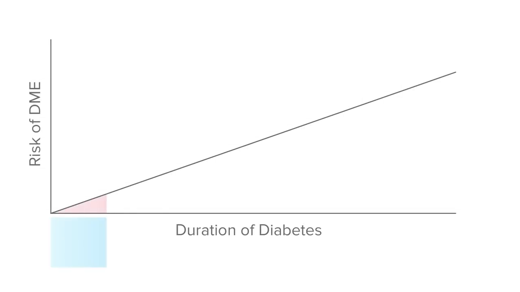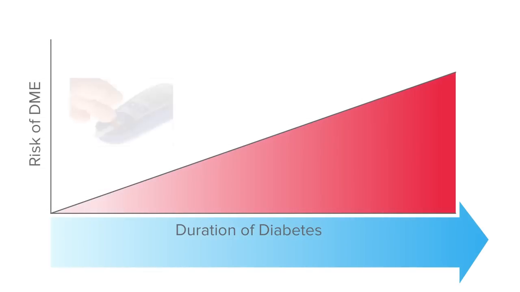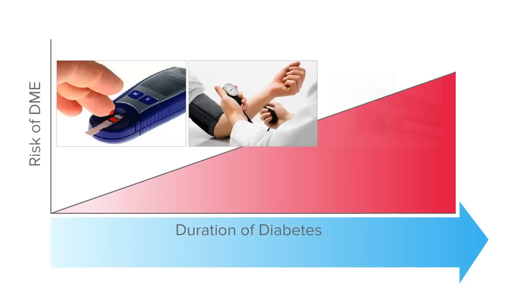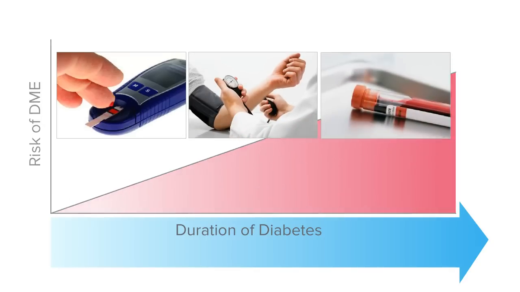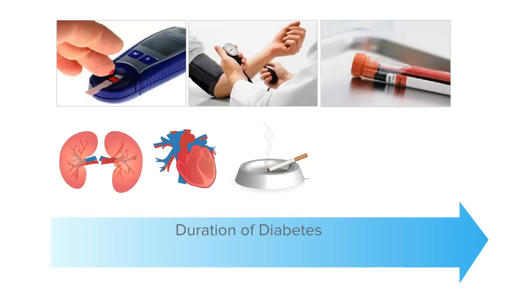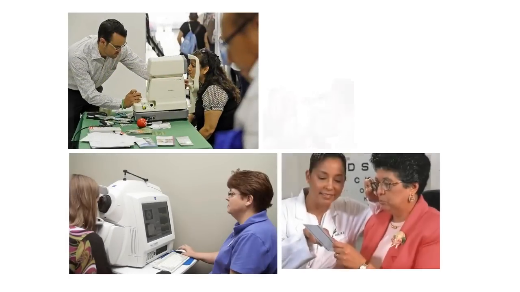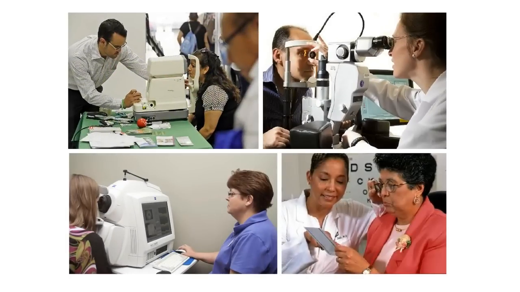The risk of developing DME increases with the duration of diabetes, as well as abnormal levels in blood glucose, blood pressure, and blood lipids. Other diabetes complications, kidney disease, cardiovascular disease, smoking, obesity, and pregnancy may also increase your risk for DME. You can lower your risk by controlling any modifiable risk factors you may have, managing your diabetes consistently, and of course, getting comprehensive eye exams as often as your doctor determines.